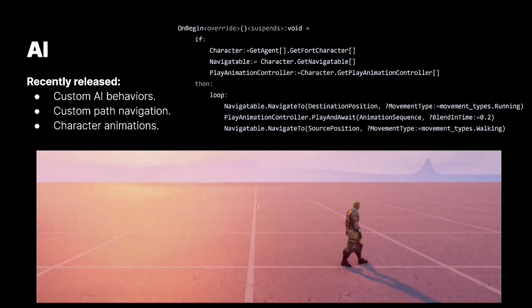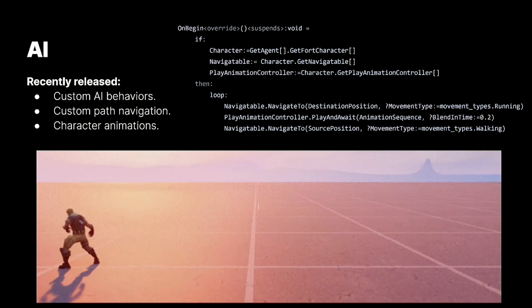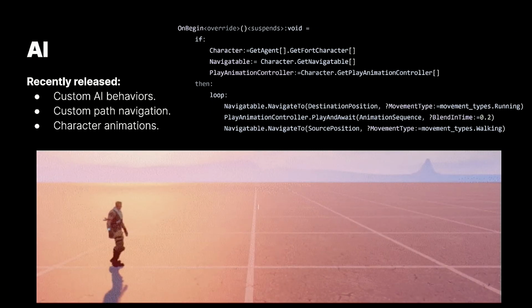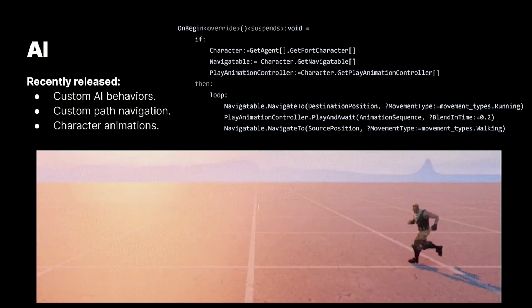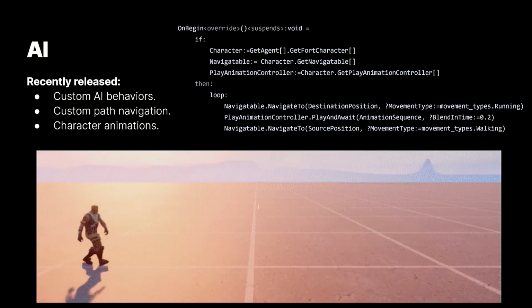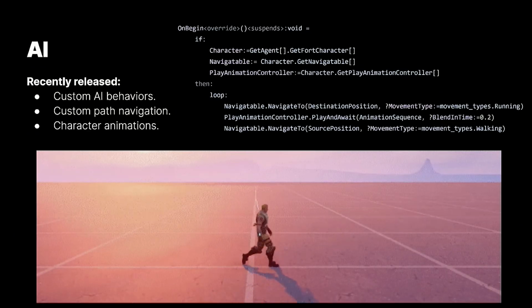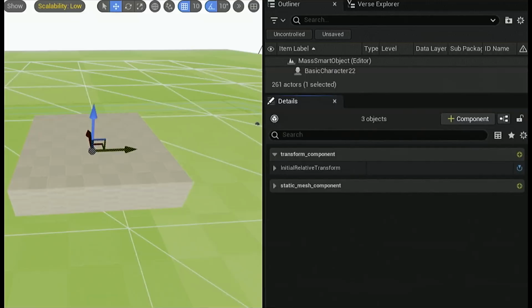One of the areas we've spent a lot of time internally in Verse is on AI. And so recently we released the ability to have custom behaviors and to create path navigation. In the code here, we're telling the player to run initially to a spot, to play a particular animation, and then to walk back. But it gets much more complicated than this depending on what your game logic would like to have happen.